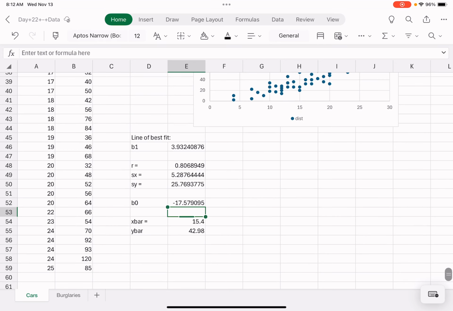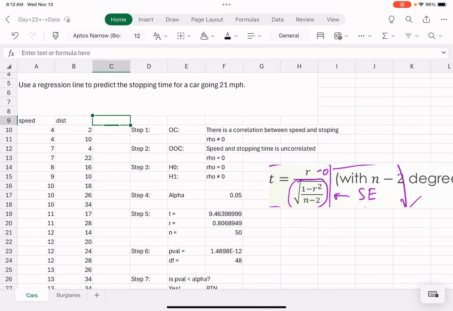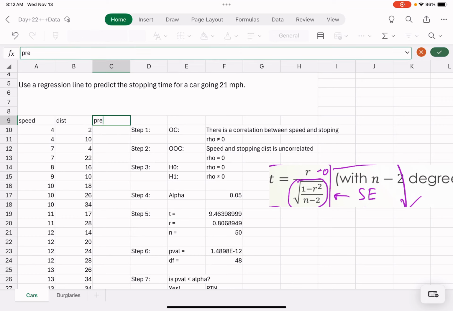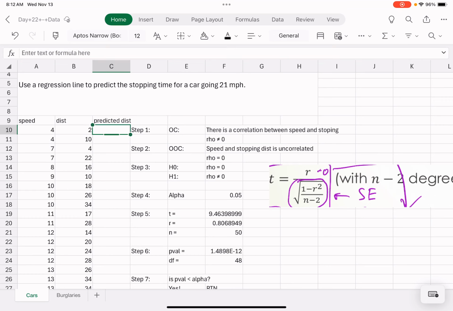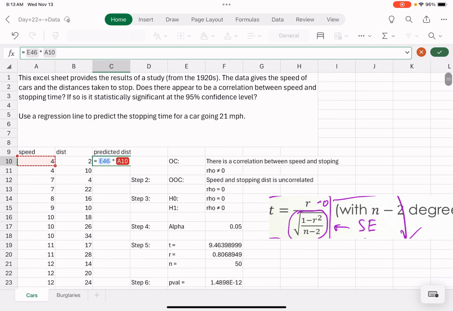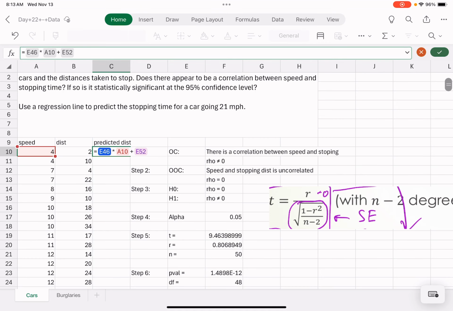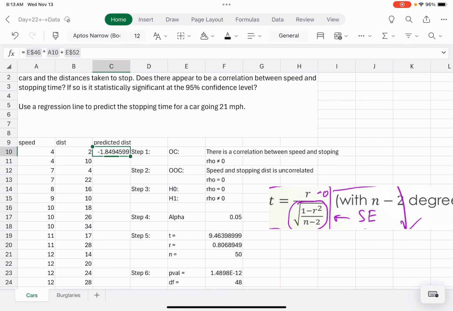Let's come up with my model and predictions. I'm going to call this stopping distance. This is going to be my predicted distance. That is going to equal B1 times the speed plus the intercept, B naught. And I'm going to fill down, so I want to put some dollar signs there. Enter. Now I'm going to go ahead and fill it down.